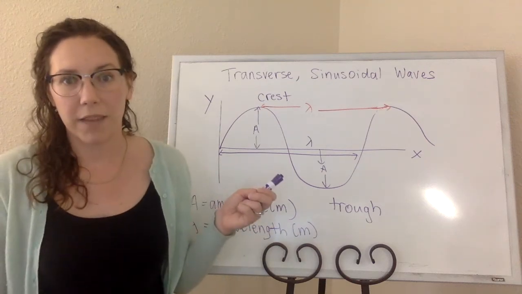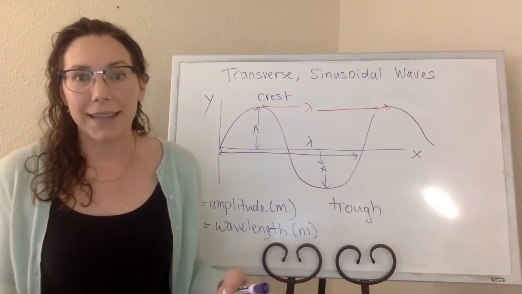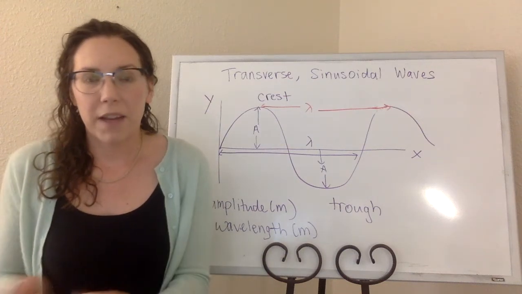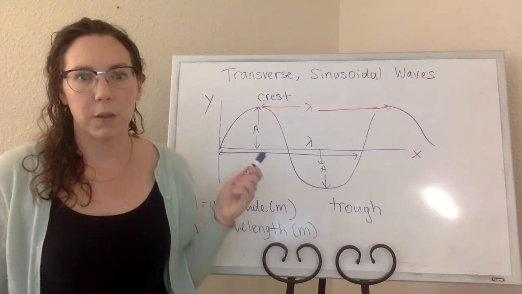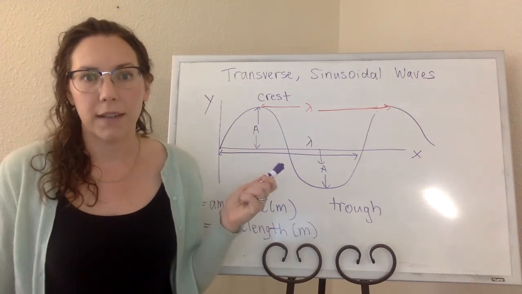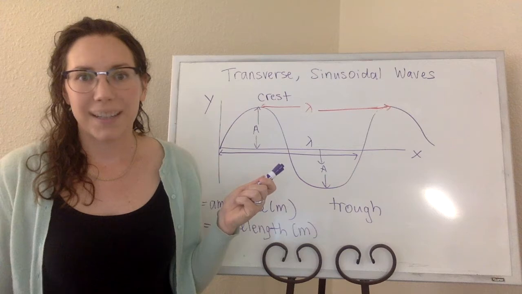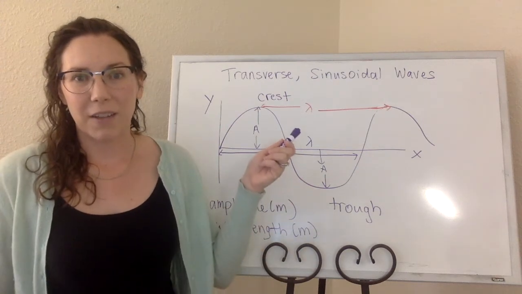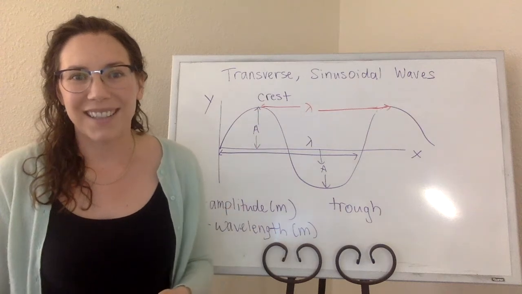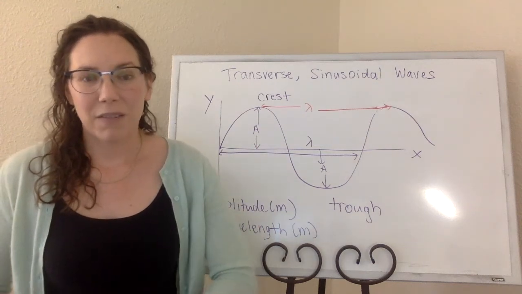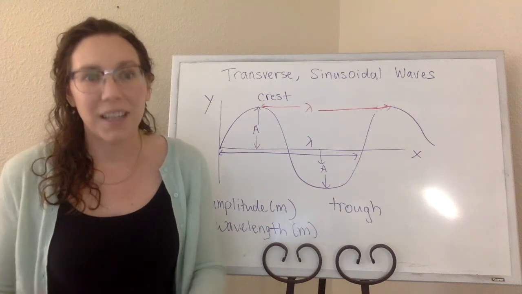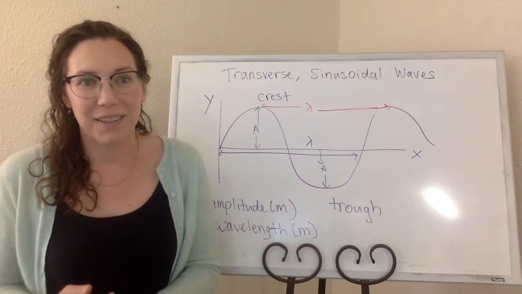Then we have wavelength. The wavelength is the length of one complete cycle of the wave. We can draw that anywhere that encompasses one complete cycle. So I've drawn it starting from 0 here. Also, another easy way to see this is from crest to crest or trough to trough. So the red line shows the wavelength from crest to crest. And again, that's a unit of length in meters. Another common unit is nanometers, so any unit of length, but the SI base unit is meters.